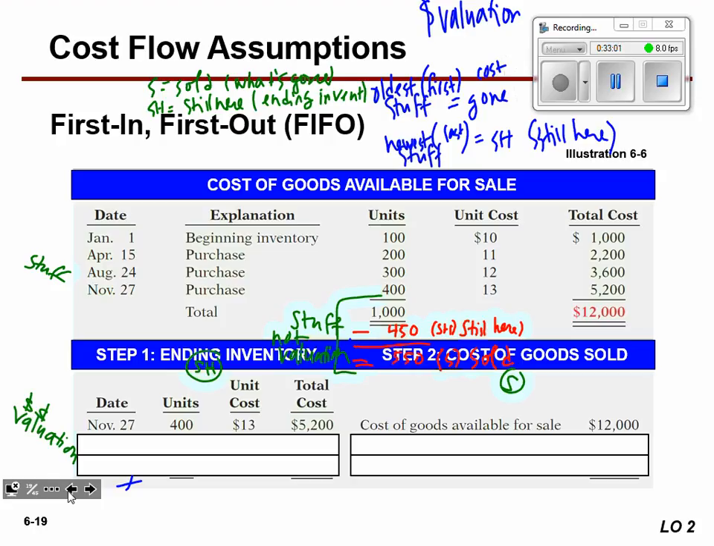So on November 27th, we had 400 units at $13 a crack for a total cost of $5,200. So I would take 400 times its cost to equal the cost of the stuff collecting dust on our shelves.